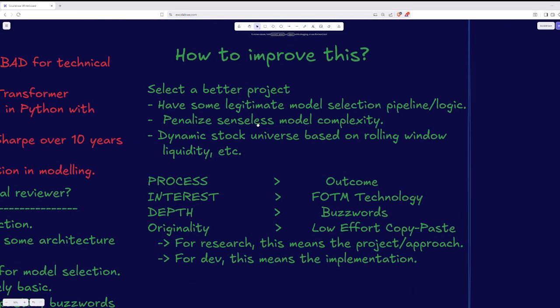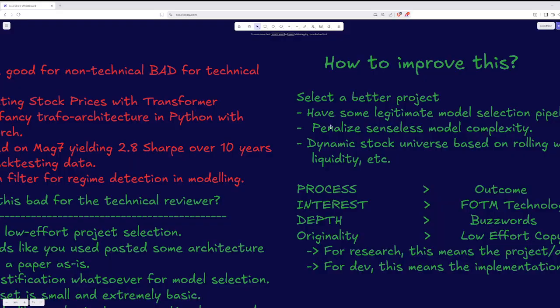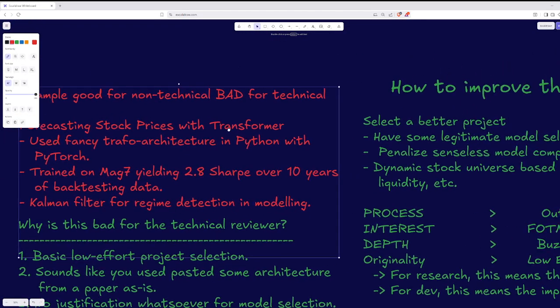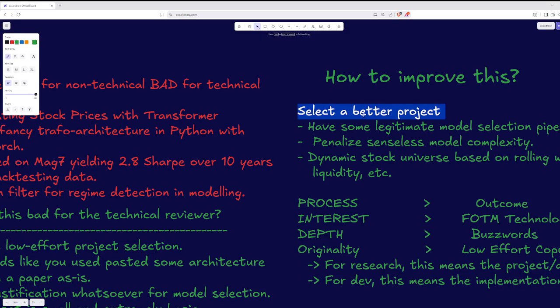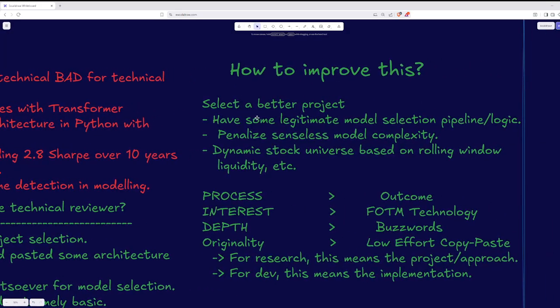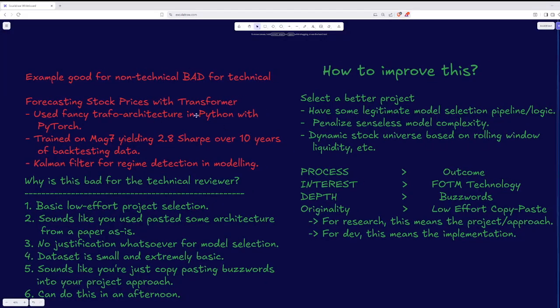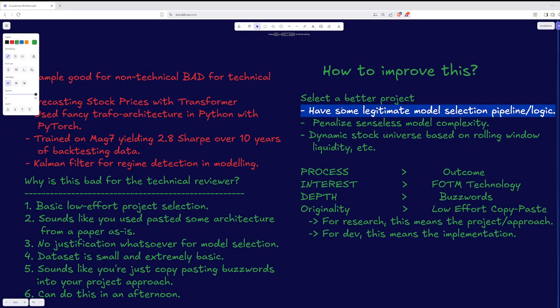And so how do you improve something like this? First would be to select a better project, but for the purposes of this example, let's stick with this project. But again, just select something better. Let me bring these side by side. So you use this fancy transformer architecture, but why, right? Have some legitimate model selection pipeline and make it clear that you don't just pick models off the shelf because they sound cool. Two, maybe you penalize senseless model complexity.